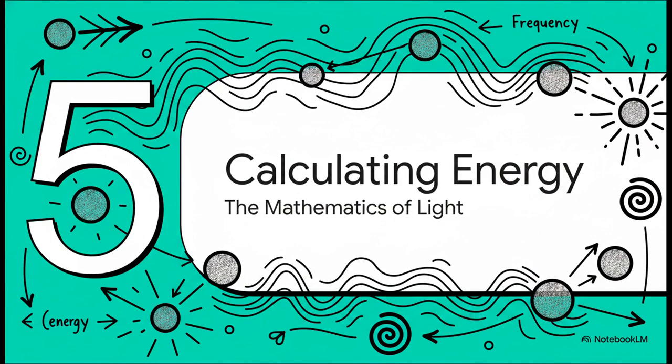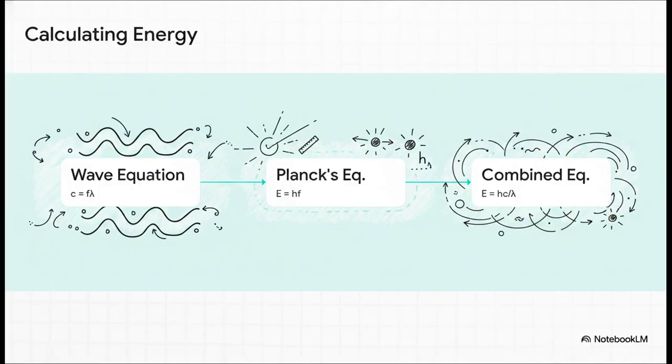Let's hit section 5, calculating wave energy, the mathematics of light. Now, I know the math can look intimidating, but I promise it's incredibly straightforward once we break down the variables linking speed, frequency, and energy. Step 1 is the wave equation. The speed of light, c, equals frequency, f, multiplied by wavelength, which is that Greek letter lambda. Step 2 brings in Planck's equation. This tells us the energy, E, of a single photon equals its frequency multiplied by h. Now, h is Planck's constant, a fixed number right there on your formula sheet, 6.63 times 10 to the power of negative 34 joule seconds.